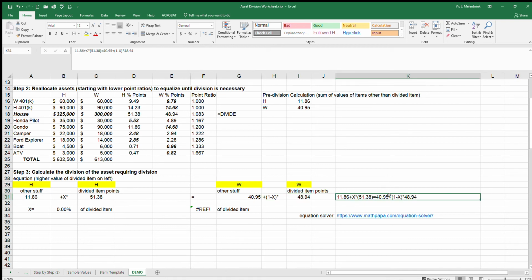So I've got my equation here. Right now you could, if you were feeling ambitious, either do this yourself or find your high school kid to do some algebra for you. But fortunately there's a website, Math Papa Equation Solver. So if you just Google this, you can find that equation solver. So I'm going to click on that.